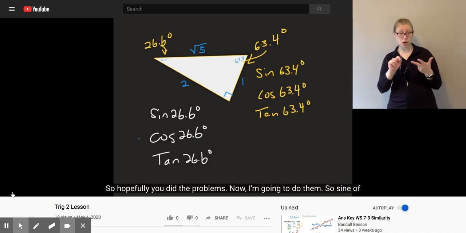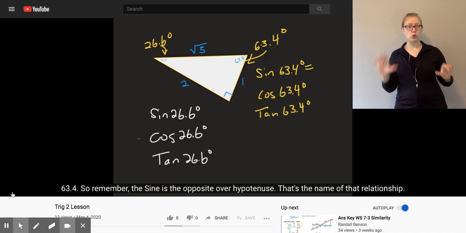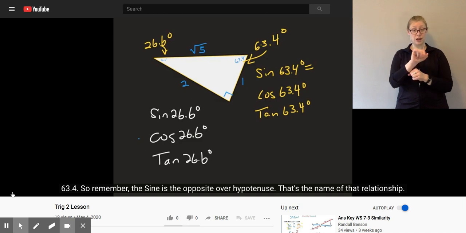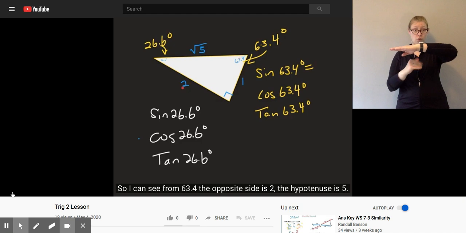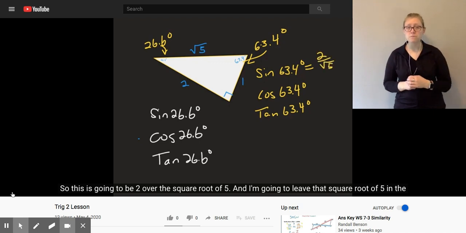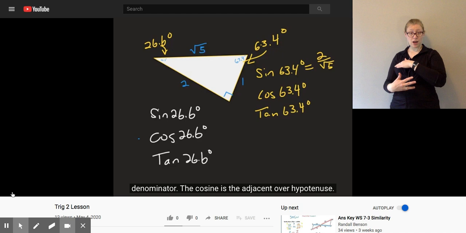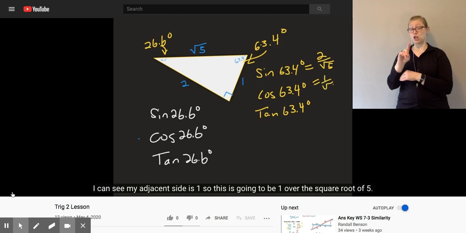So hopefully you did the problems. Now I'm going to do them. So sine of 63.4. Remember, the sine is the opposite over hypotenuse. That's the name of that relationship. So I can see from 63.4, the opposite side is 2, the hypotenuse is the square root of 5. So this is going to be 2 over the square root of 5. And I'm going to leave that square root of 5 in the denominator. The cosine is the adjacent over hypotenuse. I can see my adjacent side is 1. So this is going to be 1 over the square root of 5.